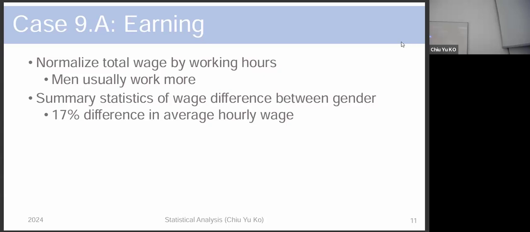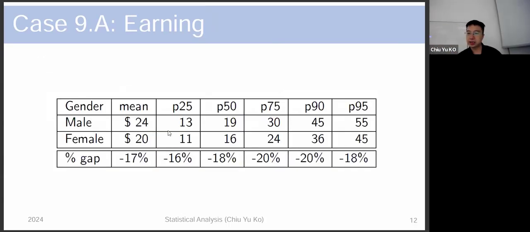Okay, and look at the raw data. Men actually make 70% more than women. Okay, this is the data. So let's look at the data. Men on average are making $24 US dollars per hour. Women are making $20 per hour. That's the data in the US in 2014.